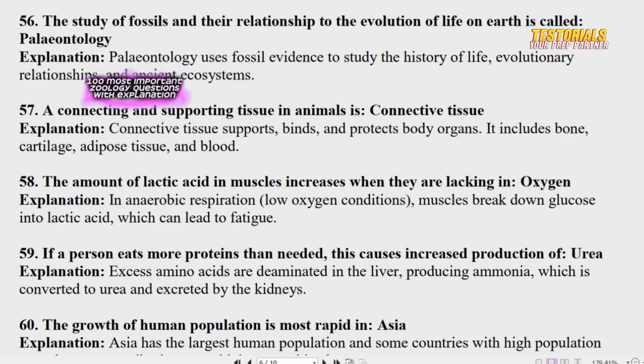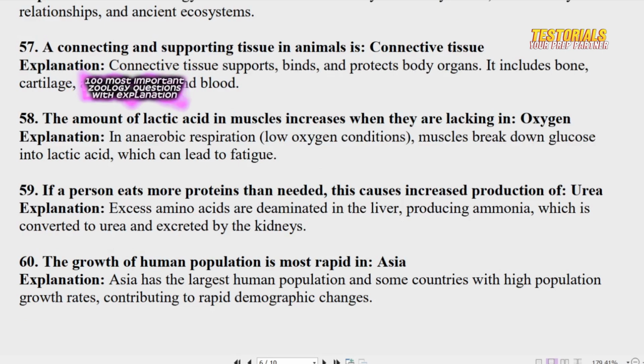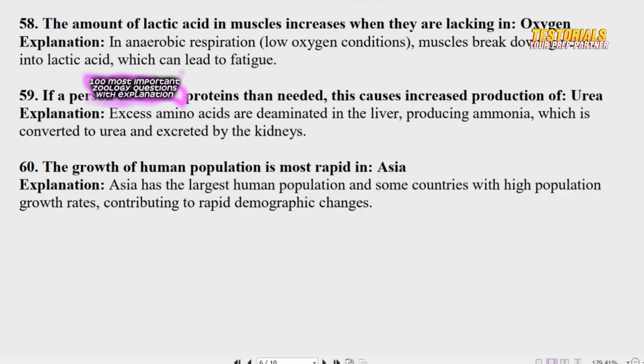59. If a person eats more proteins than needed, this causes increased production of urea. Explanation: excess amino acids are deaminated in the liver, producing ammonia, which is converted to urea and excreted by the kidneys.